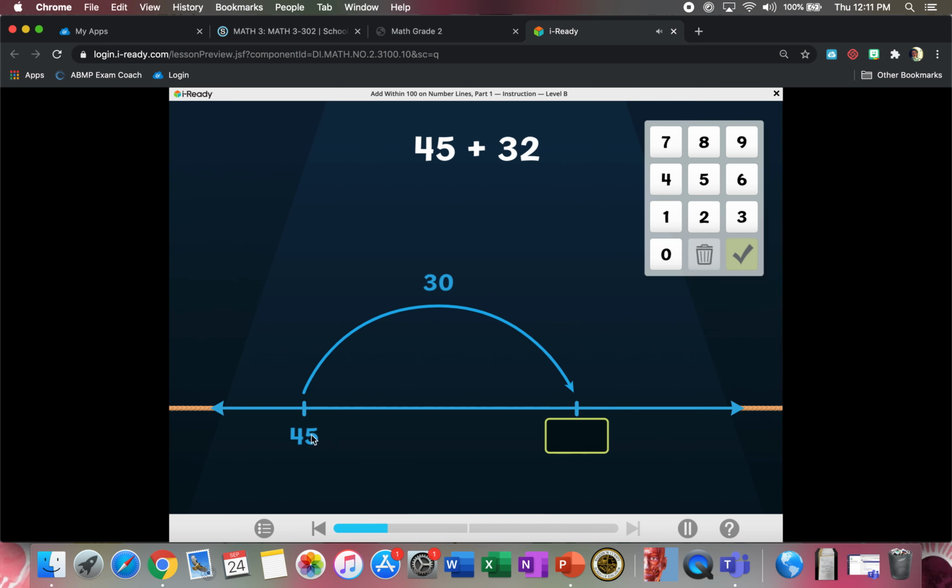So if I think about this, I think of 40 plus 30 would give me 70, so 75.